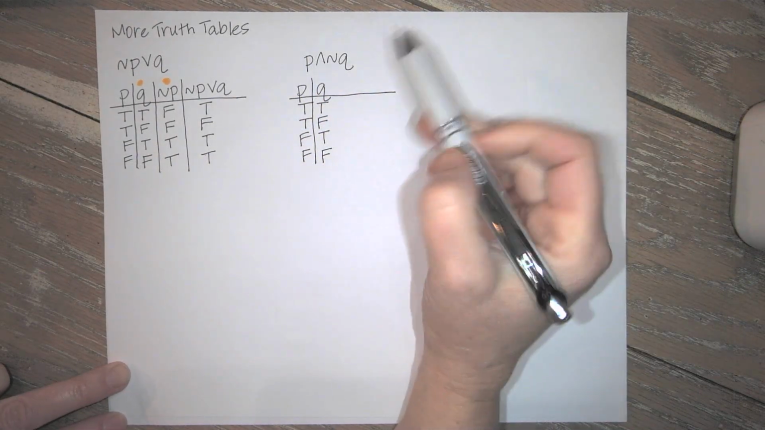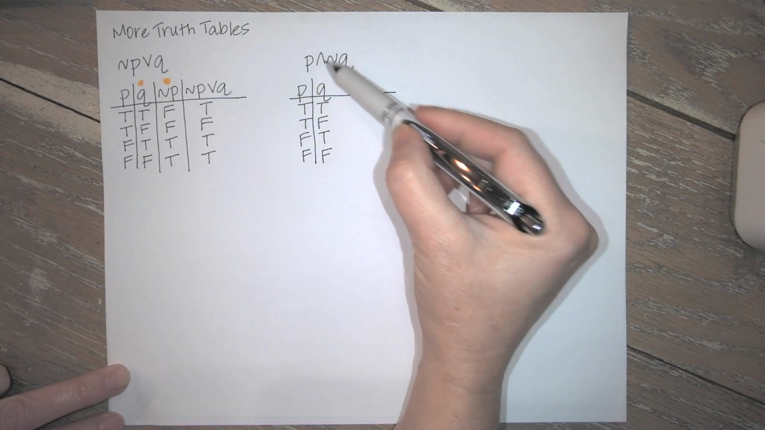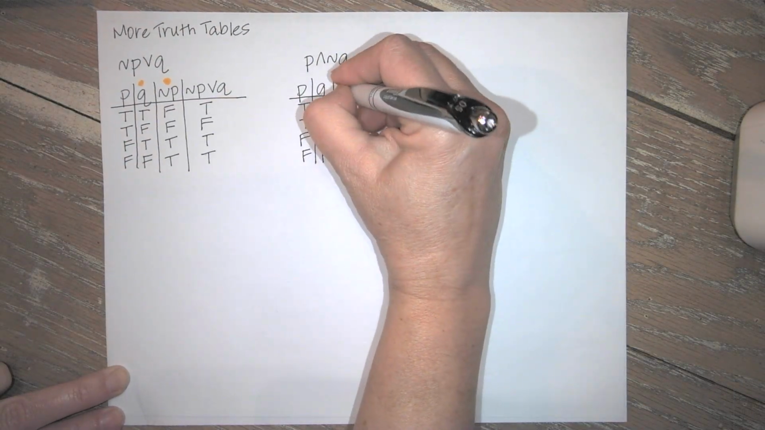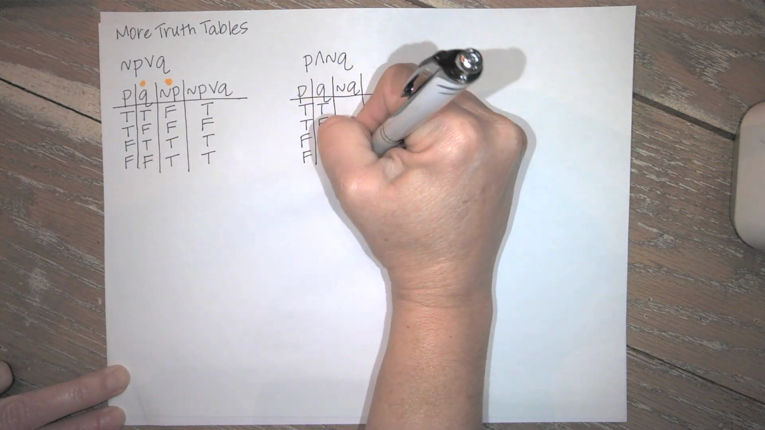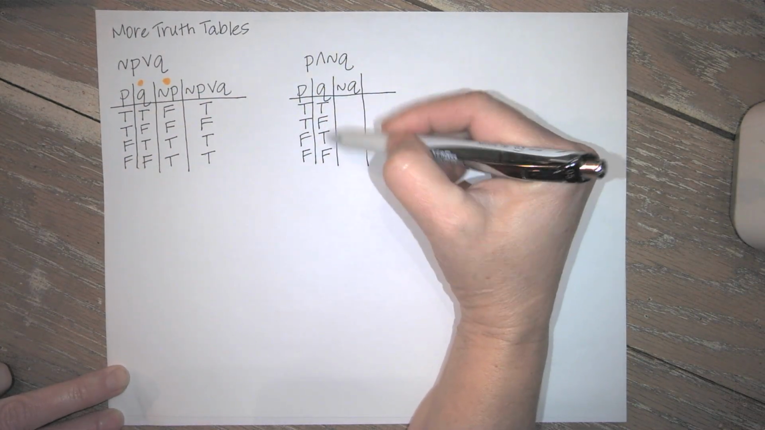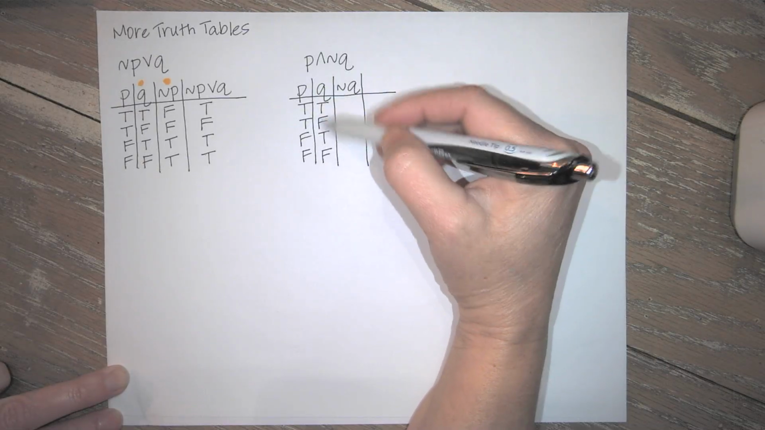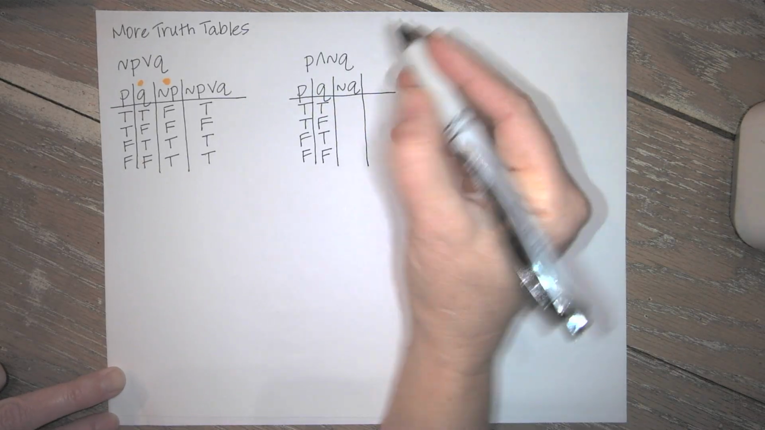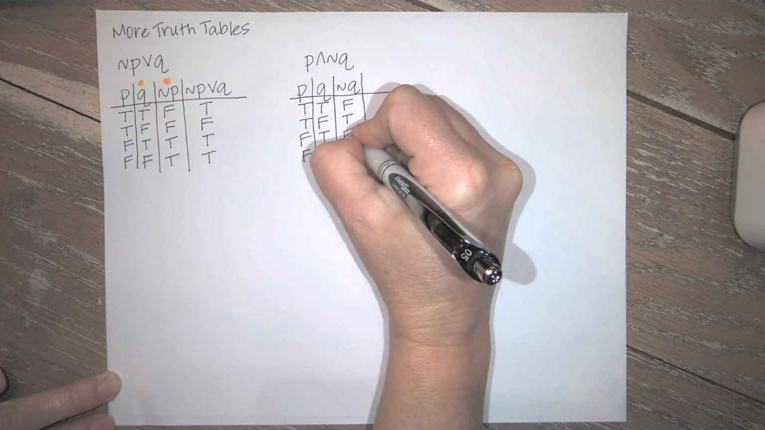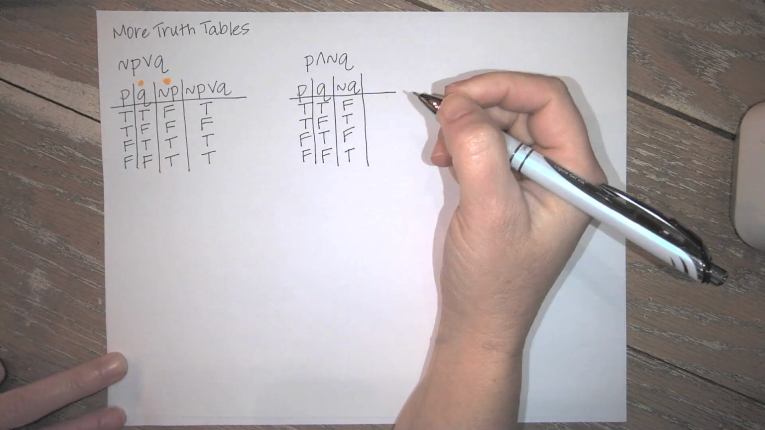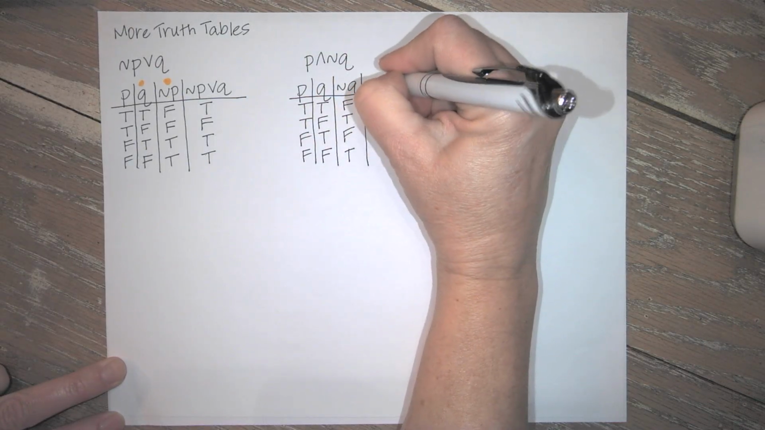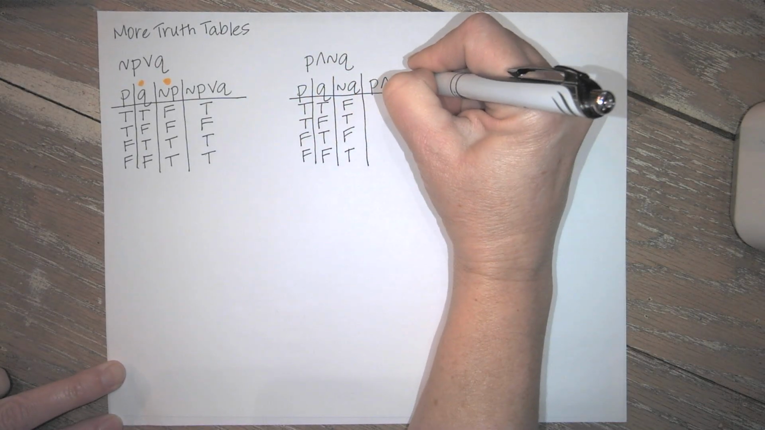Okay. Now to make up this statement, you see that you're going to need a not Q. So let's go ahead and build a column for not Q. Okay. So not Q is the negation of Q. So we're just going to change the truth values in the Q column. So that will be false, true, false, true. All right. And then we can join the P and the not Q.